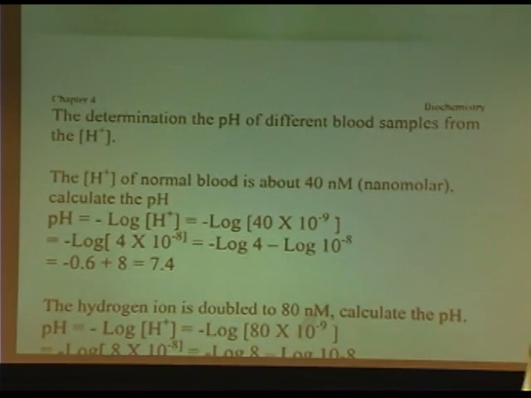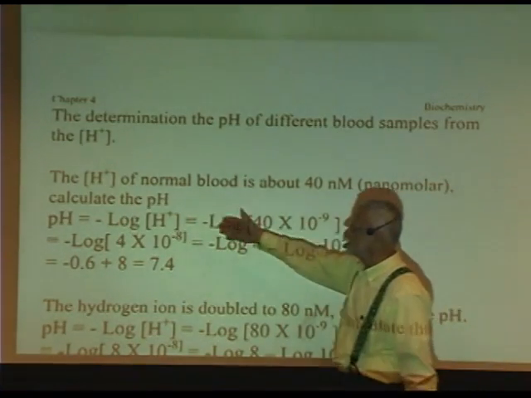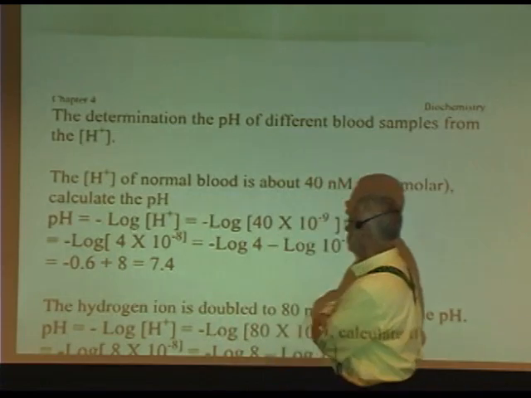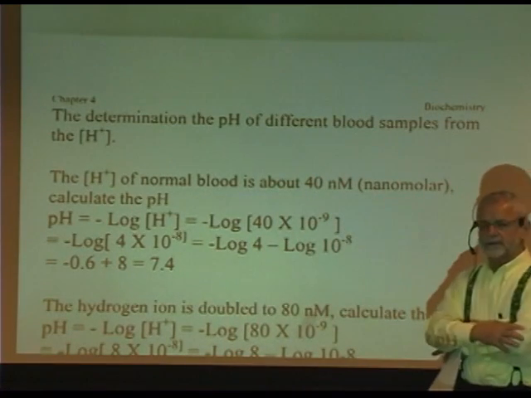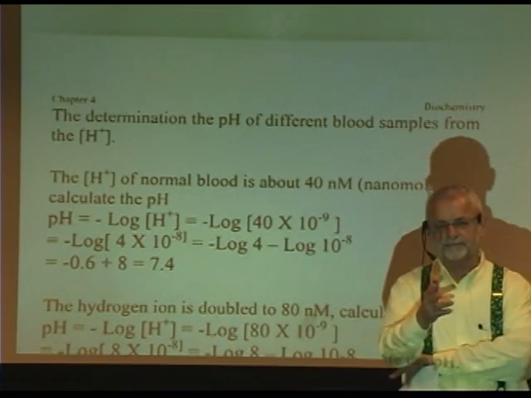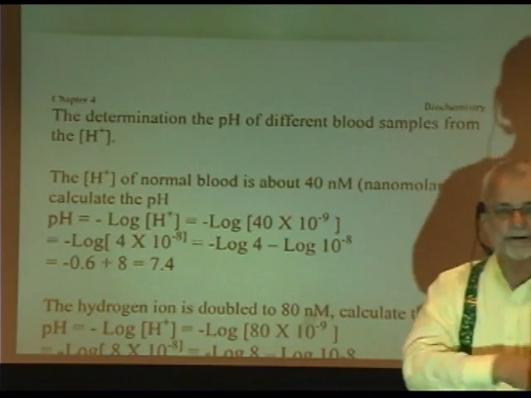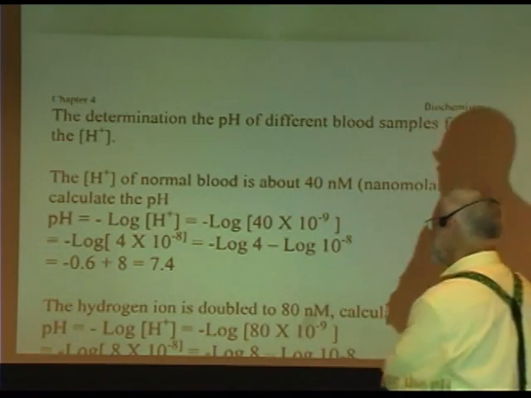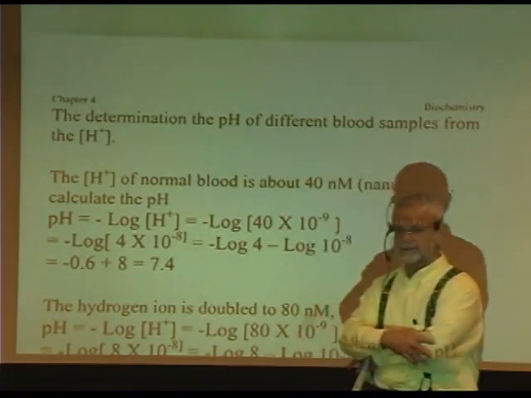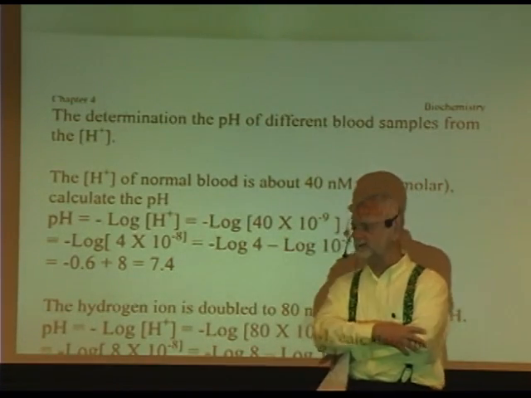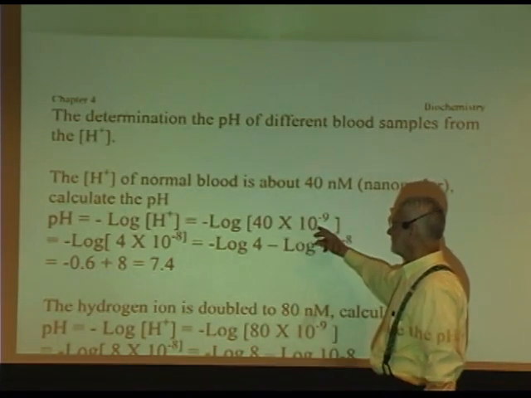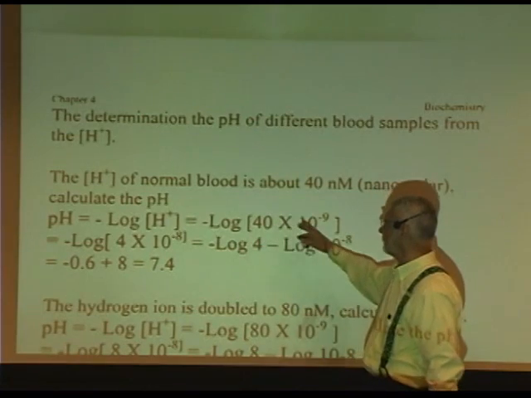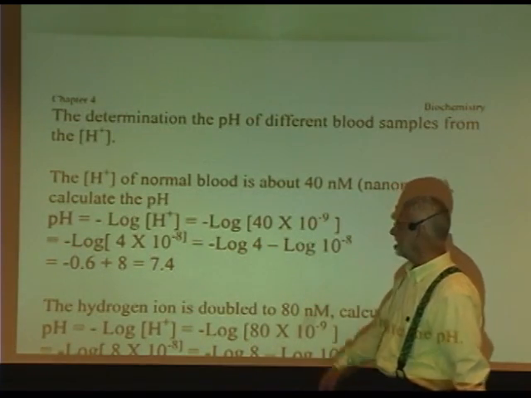Okay. We're going to determine the blood pH of different blood samples. Here's the first one here. We know ahead of time that our blood is pH 7.4, but we're going to determine it anyway. It turns out that the hydrogen ion concentration in blood is 40 nanomolar. 40 times 10 to the minus 9th, and that's the same thing as 4 times 10 to the minus 8th.